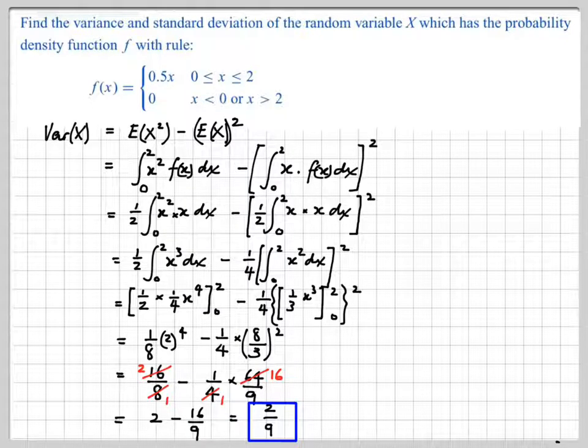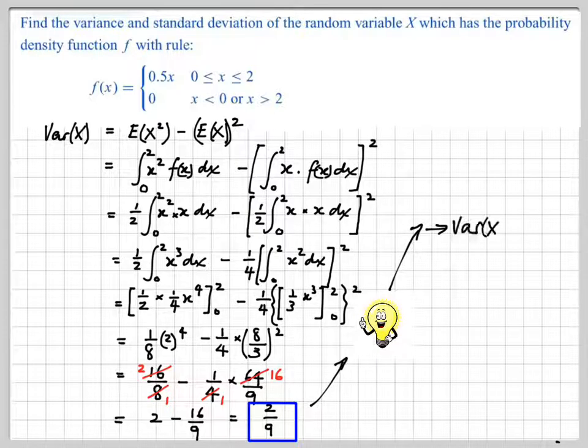Okay, that's the variance. Now, what are we supposed to be doing with this thing? Oh, the variance and the standard deviation. Well, we're nearly there, aren't we? The standard deviation. Hello, Mr. Light. How are you today? You're very bright, I know.